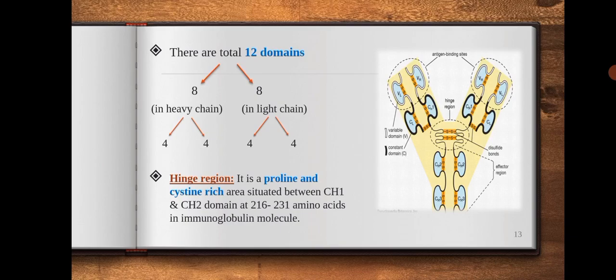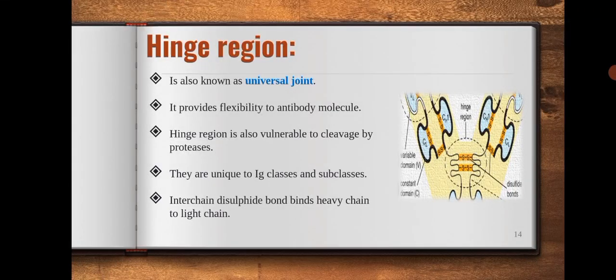The hinge region is a proline and cysteine rich area situated between CH1 and CH2 domains at 216 to 231 amino acids in the immunoglobulin molecule. It is also known as the universal joint. It provides flexibility to the antibody molecule. It is also vulnerable to cleavage by proteases. They are unique to immunoglobulin classes and subclasses. Interchain disulfide bonds bind the heavy chain to the light chain.